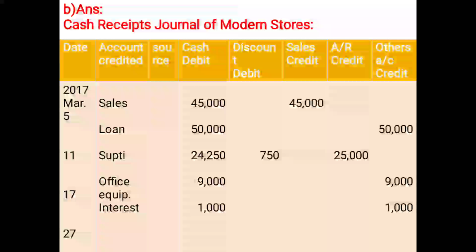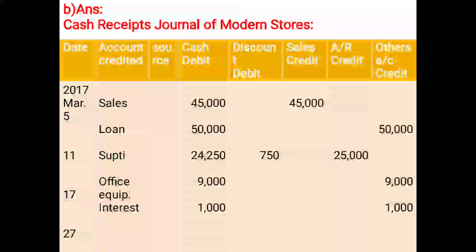The second one is March 11, loan taken from bank. This entry is recorded in the cash receipt journal in the name of loan account, that is, loan account credited. 2 columns are used for this amount: the first one is cash debit and the other one is others account credit.